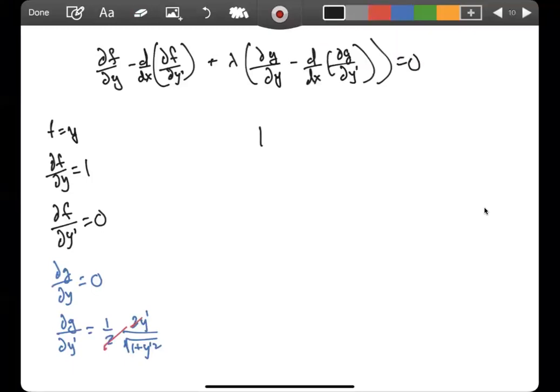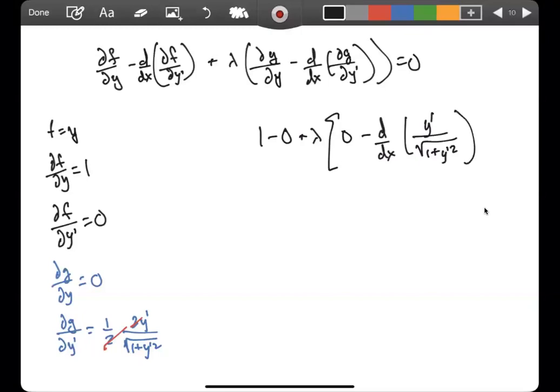So what I get is 1 minus 0 plus lambda times 0 minus d dx of y prime over the square root of 1 plus y prime squared equals 0. From here, let's solve this. I'm going to divide the whole thing by lambda and bring the other term to the other side. Finally, what I get is that d dx of y prime over the square root of 1 plus y prime squared must be equal to 1 over lambda.